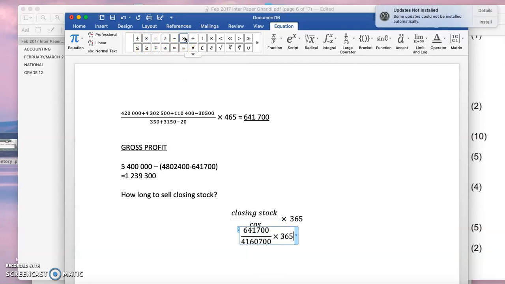And then we're going to multiply that by 365. If you calculate this, you should get an answer of 56.3. Don't forget that your answer is in days. Okay, so it's expected to take 56.3 days to sell our closing stock. And that's the calculation I use. Like I said, it's all different, and you should get 4 marks for this.